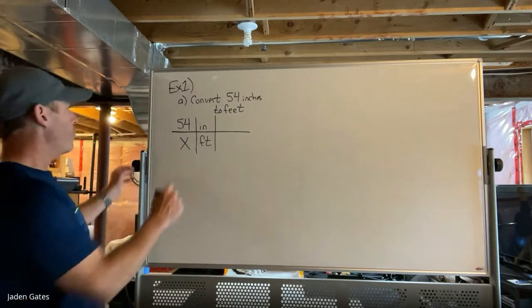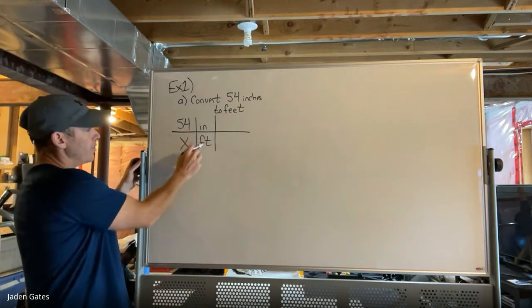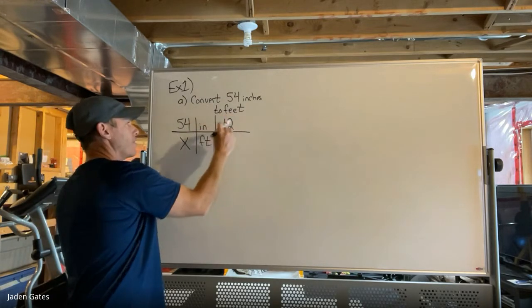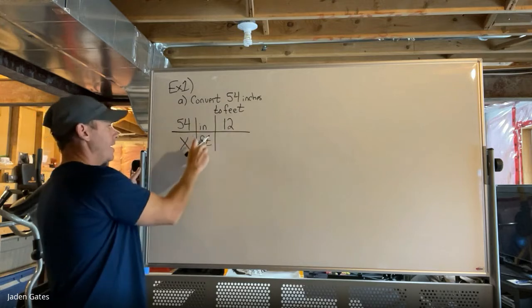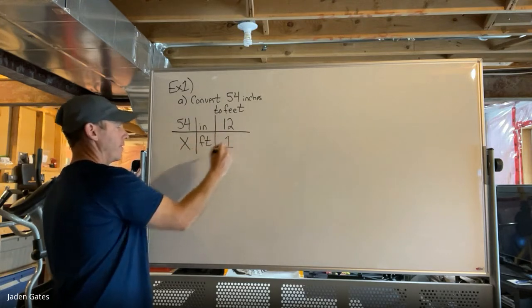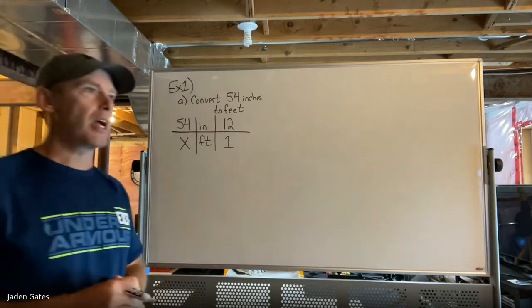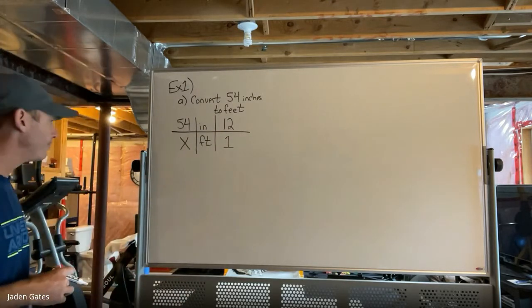This is why I put my units in the middle here so I don't get things mixed up. So the 12 goes in here. 12 inches is 1 foot. That's the hardest part about this today, is getting the table down. All right, so now I have it set up.